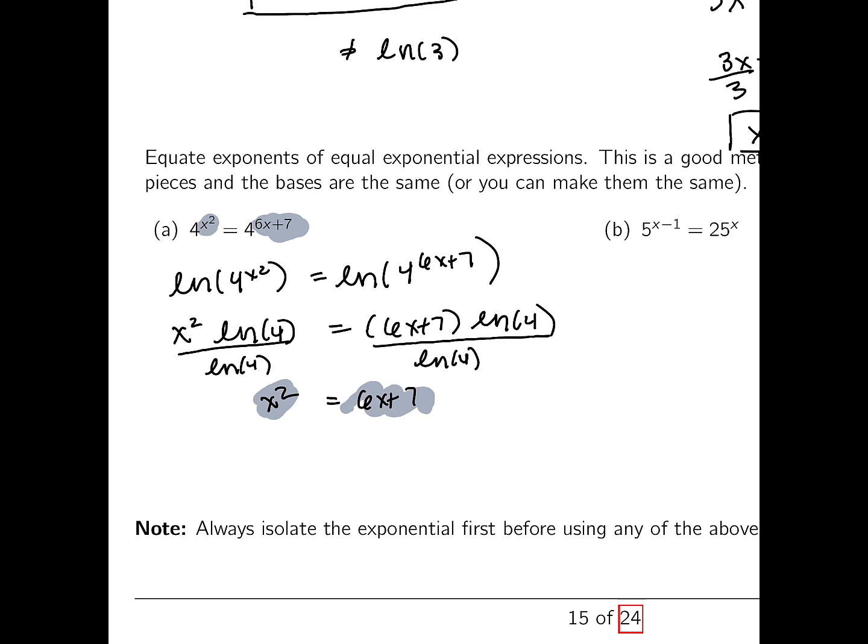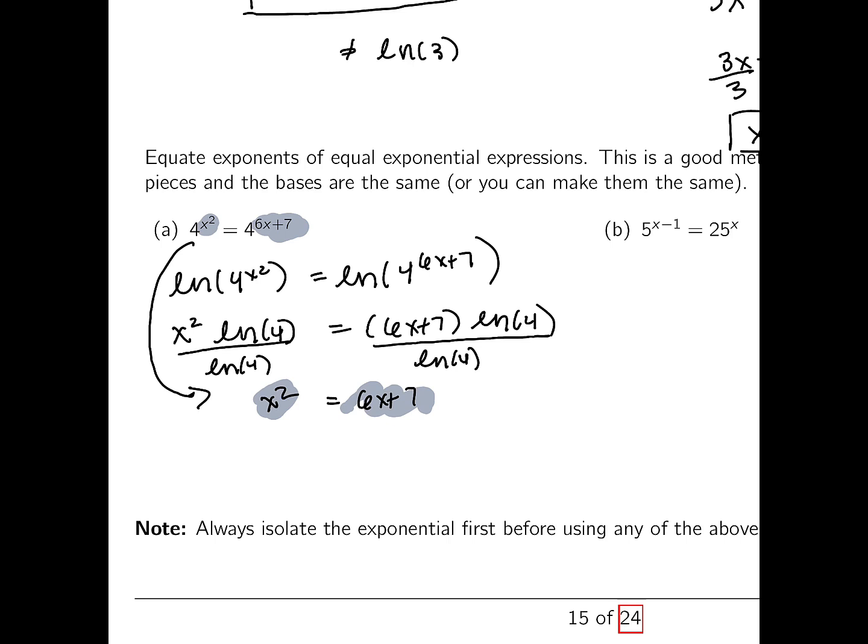So now this is our new technique. If I have an equation with two exponentials in it and both sides have the same base, then I can actually just equate the exponents and say x squared is equal to 6x plus 7. So moving forward, we can just jump right to here. All right, now we need to finish solving this.